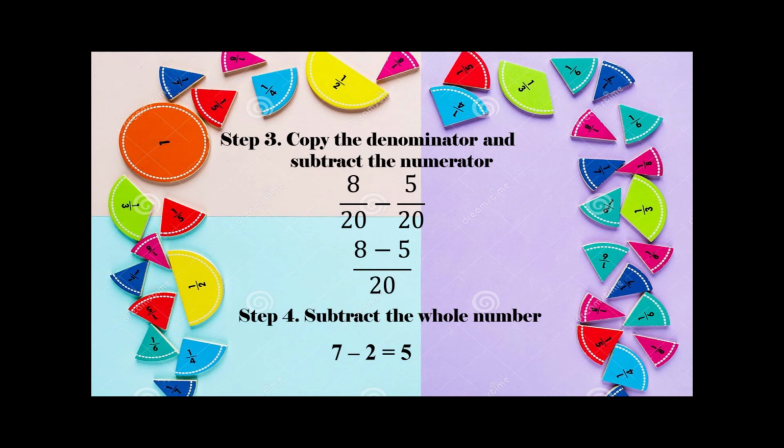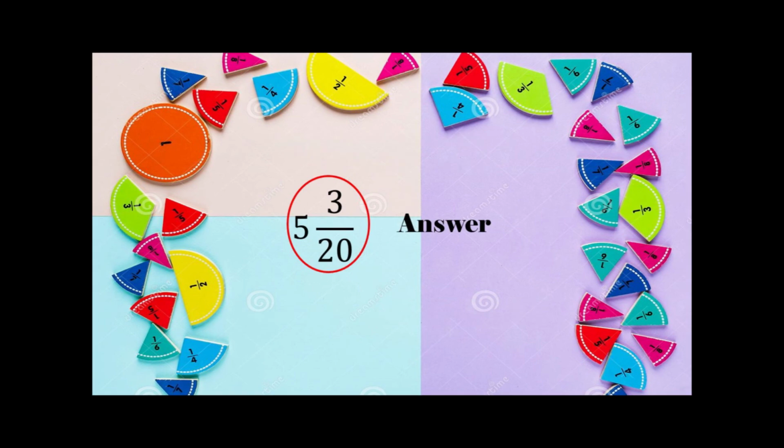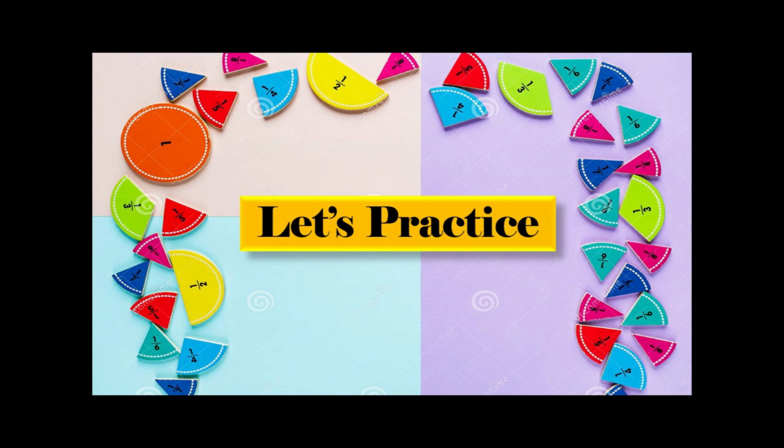Step number 3, copy the denominator and then subtract the numerators. So we have 8 minus 5 over 20. We have 3 over 20. And then, step number 4, subtract the whole numbers, which are 7 and 2. We will get 5, and then we're going to combine it. So we have the answer 5 and 3 over 20. Did you get it?